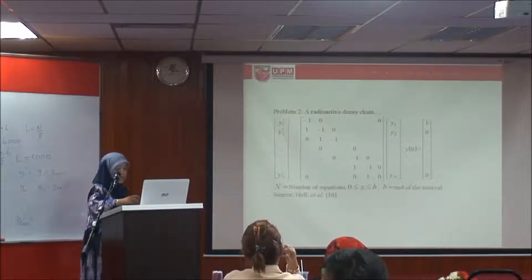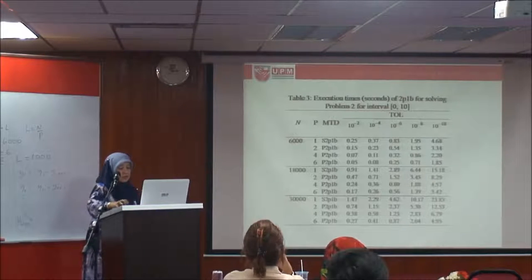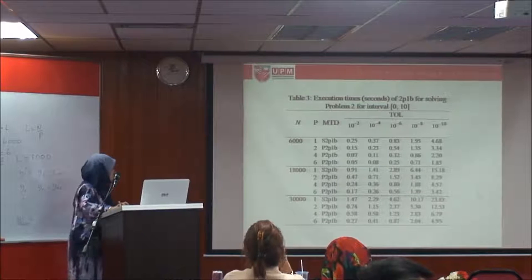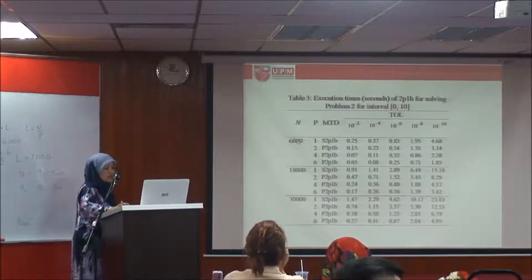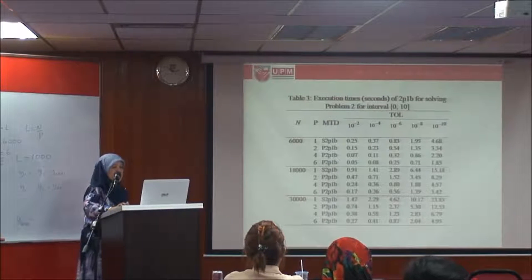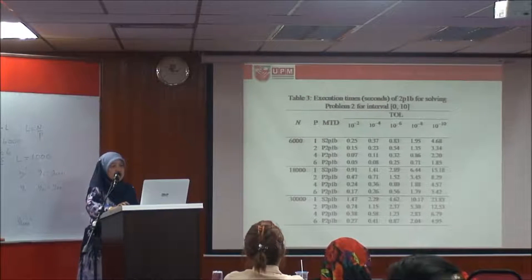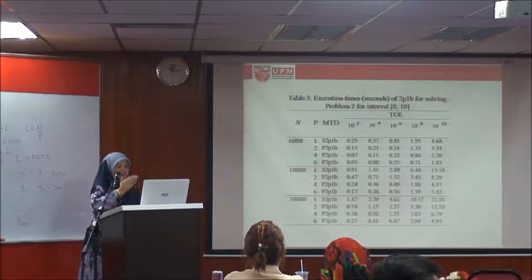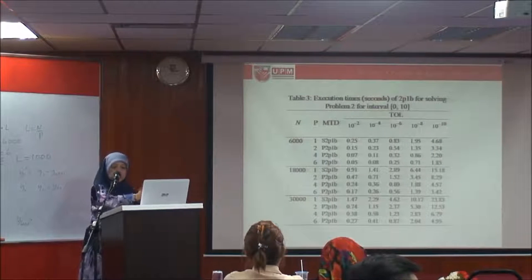Okay, so this is another example using the radioactive decay chain, just to show to you. We have the equation 6,000, 80,000, 30,000. But yet, we can use more than two processors, although the method is 2-point block. Because we parallel across the system, we divide the system of equations. So this is a different approach from the first one.